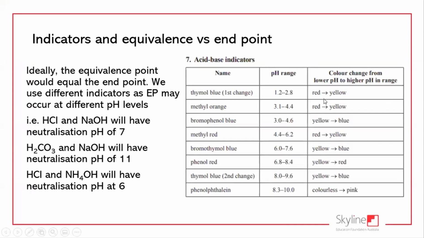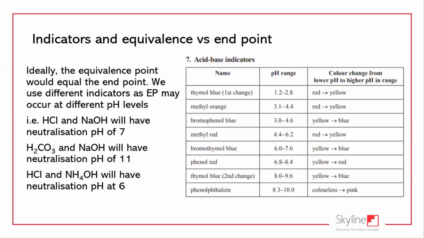Okay. Indicators and equivalence points versus the endpoints. So there's two different definitions here. Endpoint is where we see a color change, and endpoint signifies that we stop the titration. We stop dripping titer in. It's the end. The equivalence point is essentially where the acid or the base has been neutralized. And so ideally we'd have an equivalence point that is the same as the endpoint.